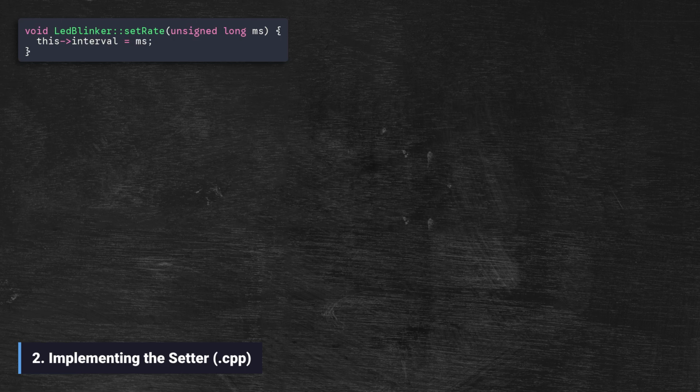We will focus on the setRate method. This method takes an unsigned long as an argument and assigns it to our private interval variable. This allows us to change the blinking speed dynamically, perhaps based on a sensor reading or a user command, without needing to recreate the object. Here, I don't change anything, just return its original value.